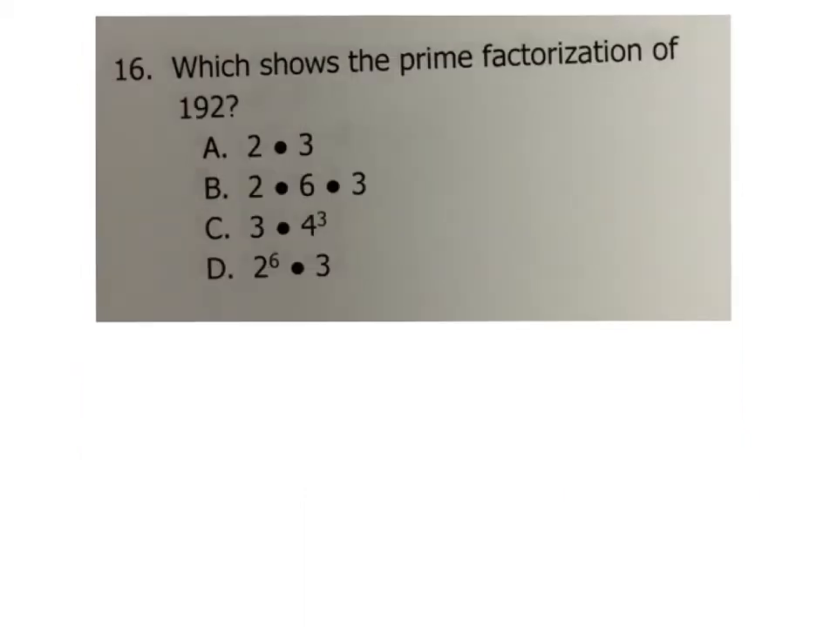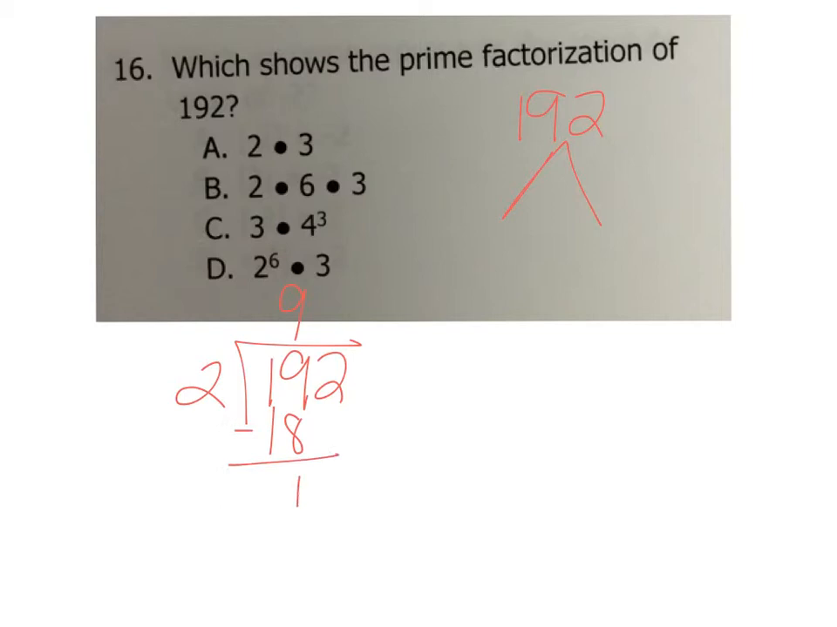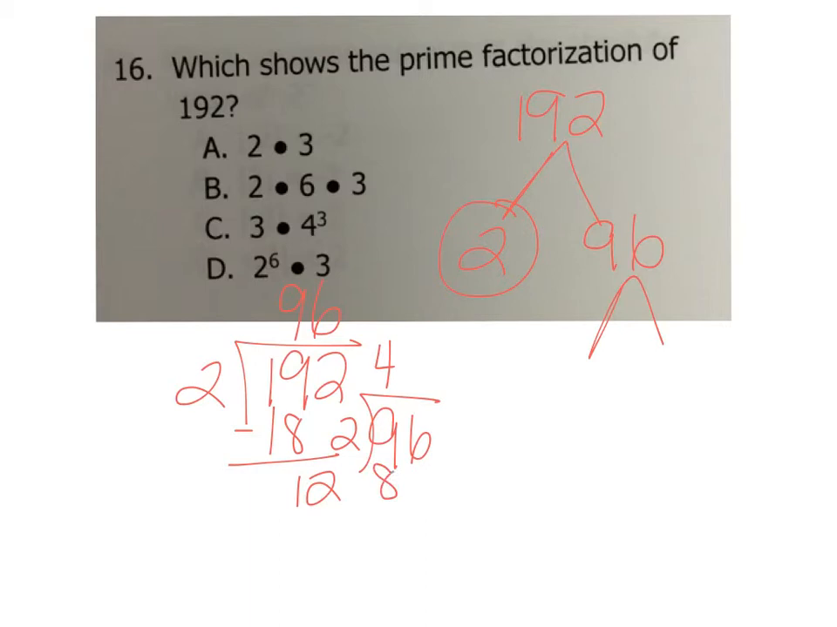Number 16, which shows the prime factorization of 192. I see that it ends in 2, so I know it's an even number, so I can divide it by 2. 2 goes into 19, 9 times. 9 times 2 is 18. Subtract and bring down. 2 goes into 12, 6 times. So 2 times 96. 2 is prime. 96 is not. I see that 96 is an even number, so I can divide that by 2. 2 goes into 9, 4 times. 4 times 2 is 8. Subtract and bring down.